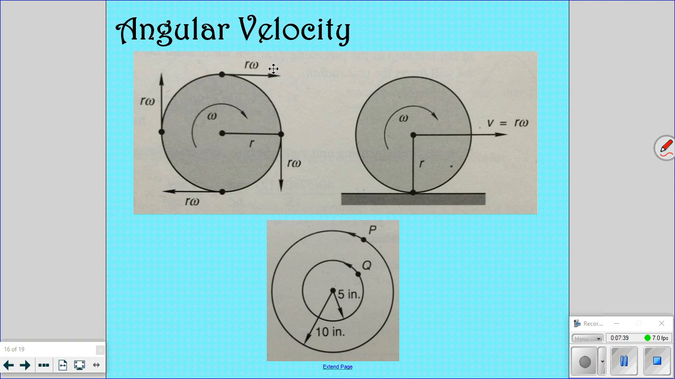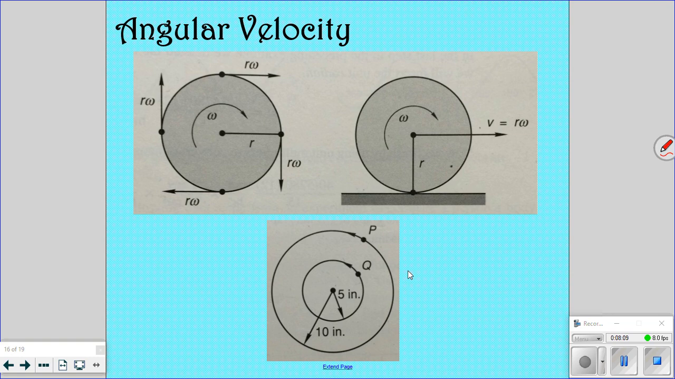The further away you are from the center, the faster you're going to have to be going to stay in line with the part that's closer to the center. If you've ever been on one of those rods that spins you around in a circle, the closer you are to the center, the less you're going to turn. The further out you are from the center, the more quickly you're going to turn. You're going to get dizzy a lot quicker.